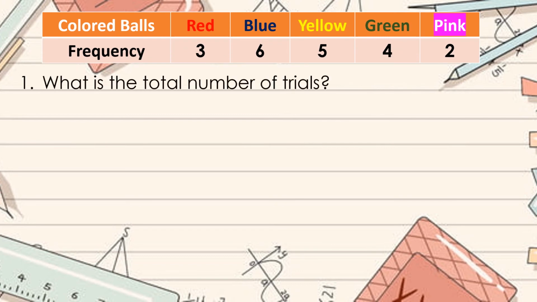For number 1, what is the total number of trials? So to find the total number of trials, let's just add this data. 3 plus 6 plus 5 plus 4 plus 2 is 20. So the total number of trials is 20.